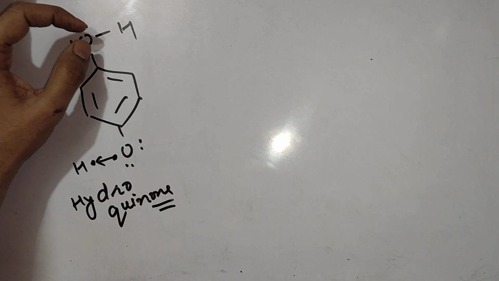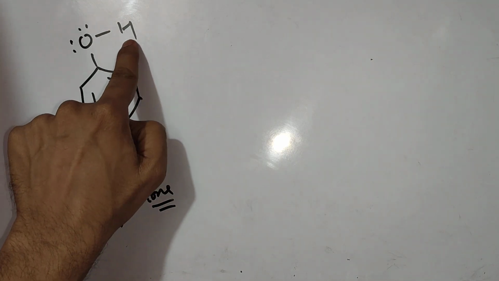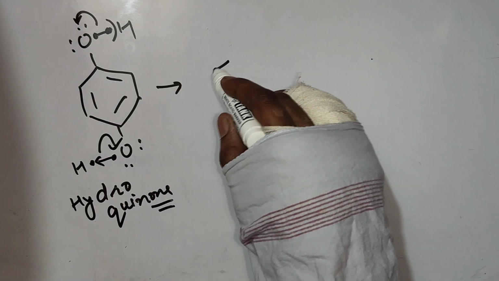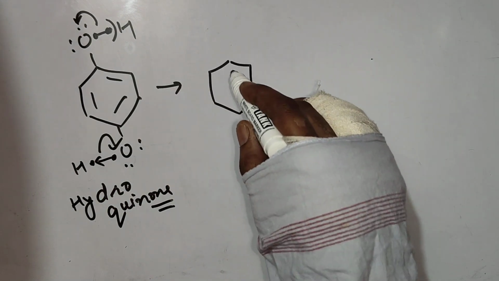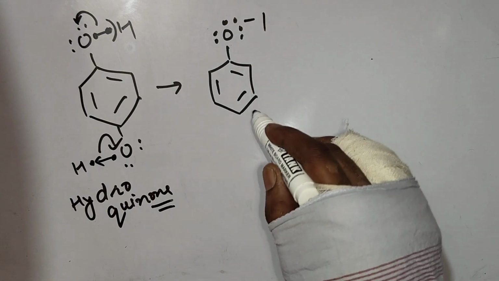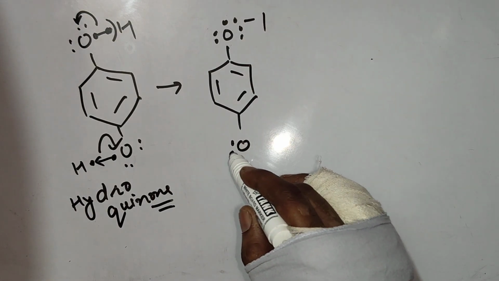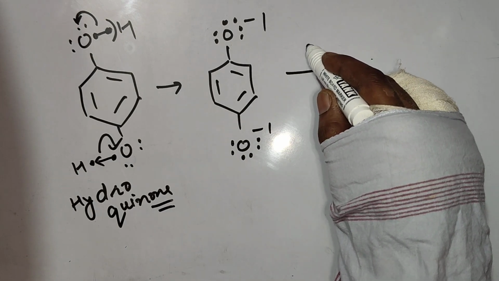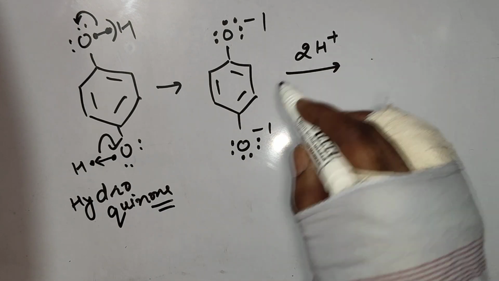As you know, this hydrogen is acidic in nature. This hydrogen is also acidic in nature because they are connected with the highly electronegative atom oxygen. So these bonds will break like this, and there will be a release of 2 H positive ions, and these oxygens will turn to negative oxygens like this, and there will be release of 2 H positive ions.